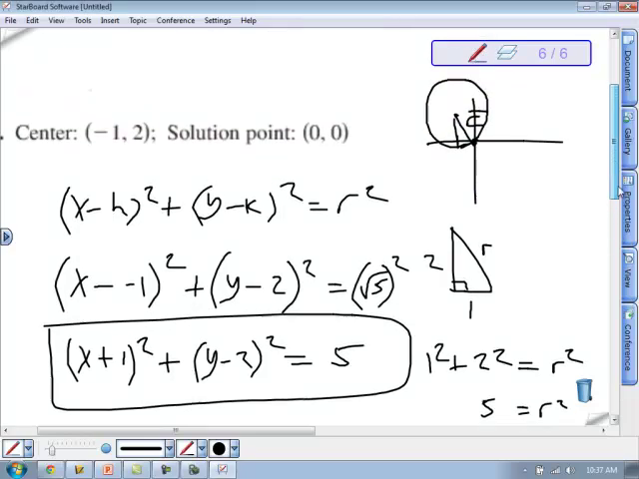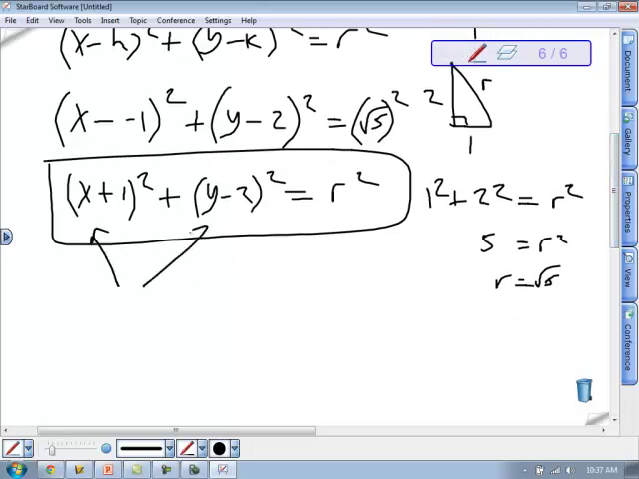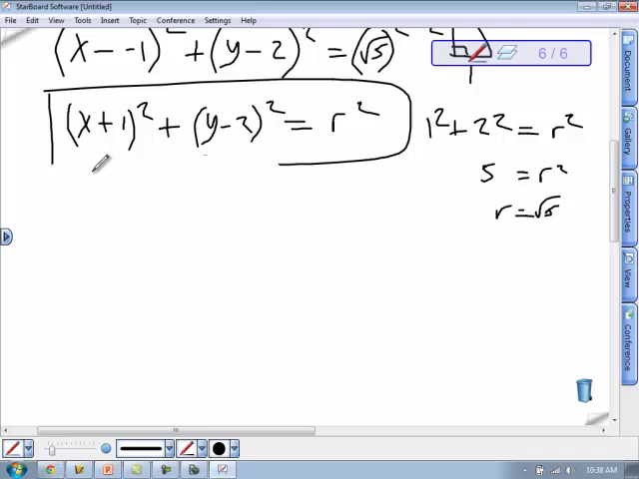There are different ways to do this. Someone just pointed out that another way to do this problem, if you don't know what r is here, is to plug in one point for x and y and solve for r. We know that one of the points was (0, 0) on the graph, so plug that in and you'll find the radius squared is 5. That will work as well. Let me just plug in (0, 0).